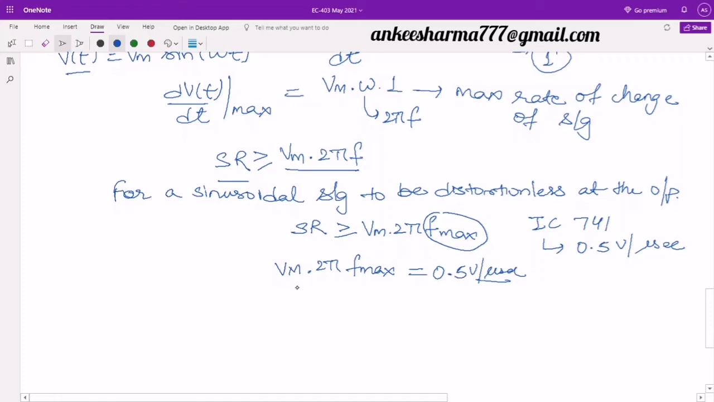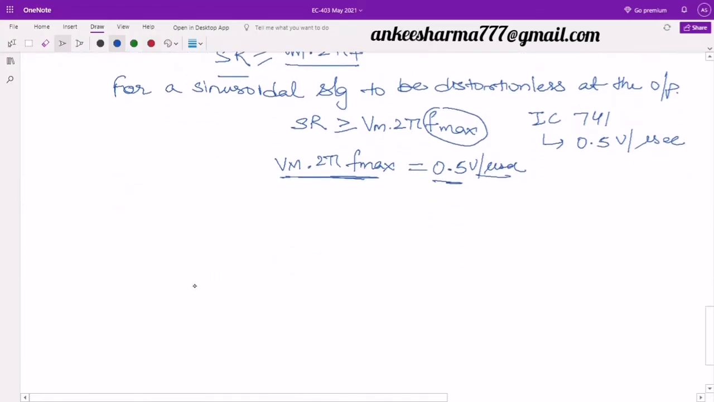What if this value becomes greater than the slew rate? Then what is going to happen? I will show you with the diagram. If this is my sinusoidal signal, then what is going to happen? You will find there will be an output like this.